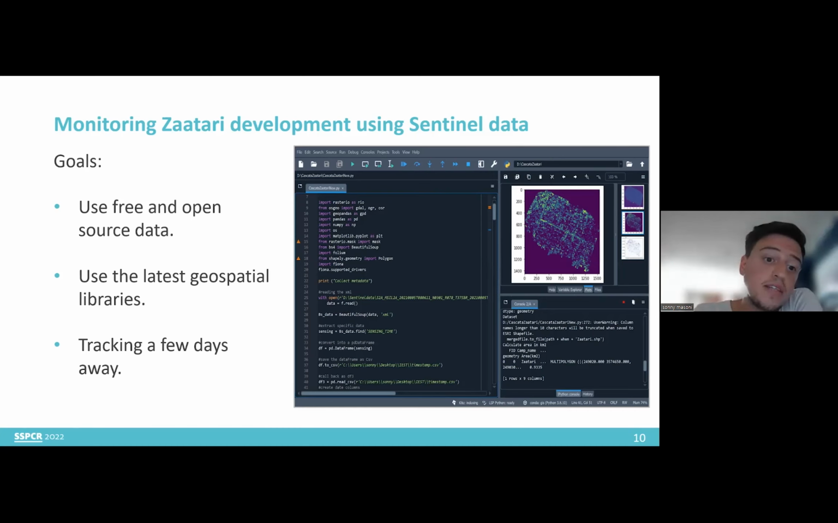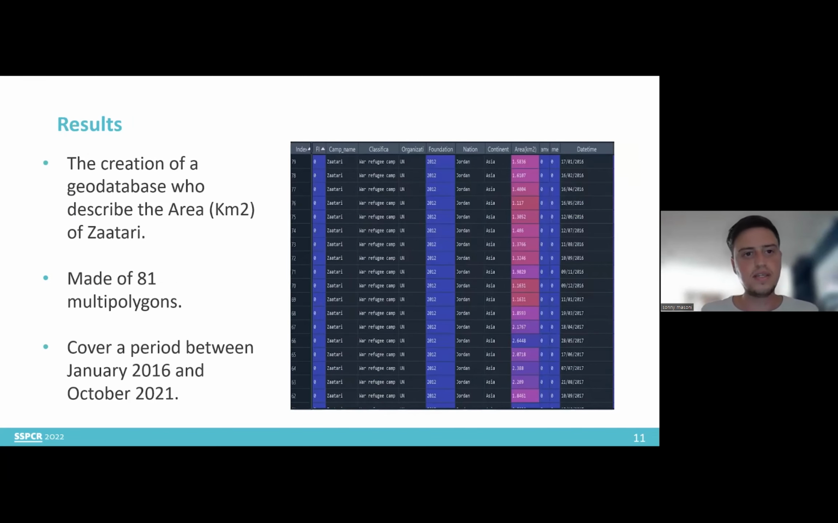The use of the latest geospatial libraries, for example Folium, Shapely, Fiona as you see here in the image, GeoPandas, etc., and the older ones such as GDAL, Rasterio, and the others. The objective was monitoring, tracking within a few days. For example, where there is good weather, maybe in summer, we have records from Zaatari every 5-6 days, so we have reached this objective in a certain sense.